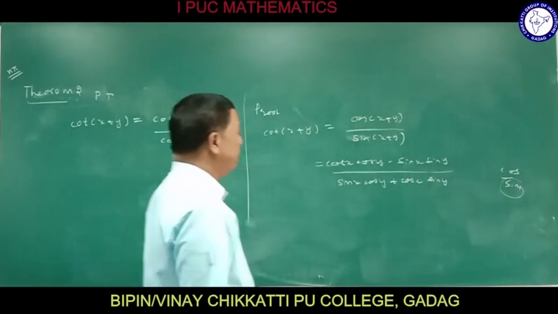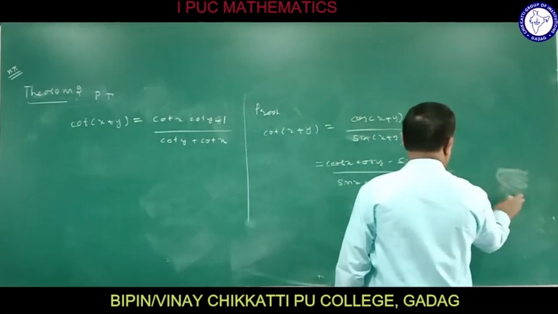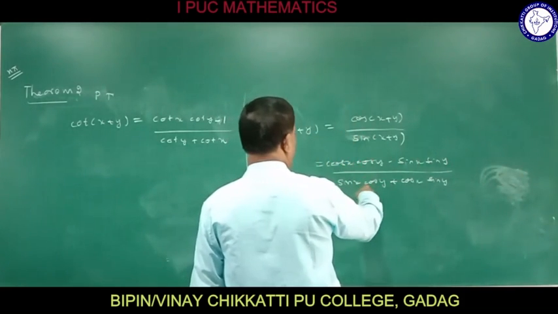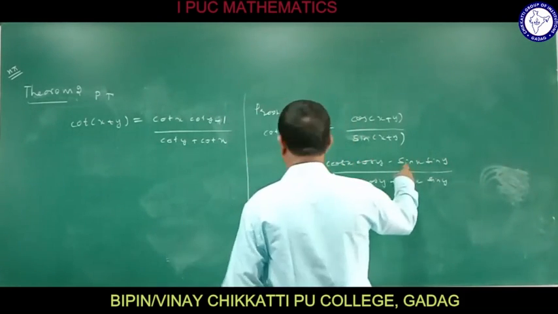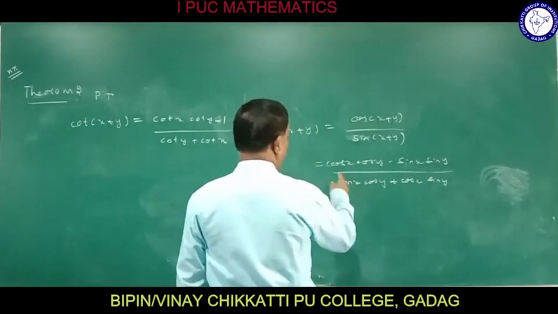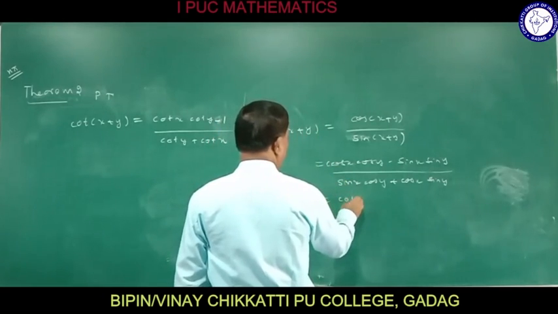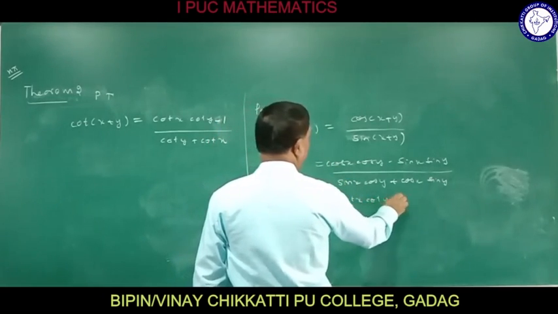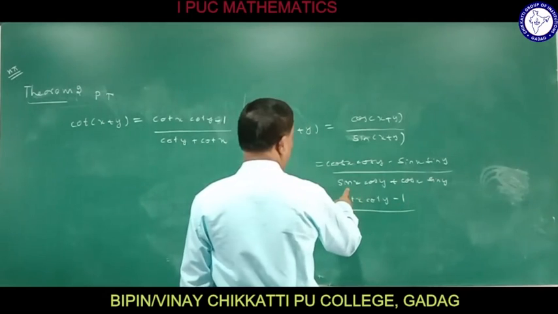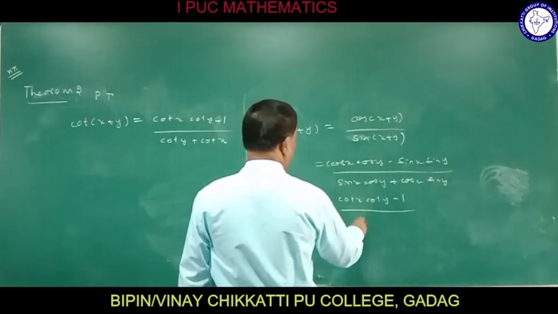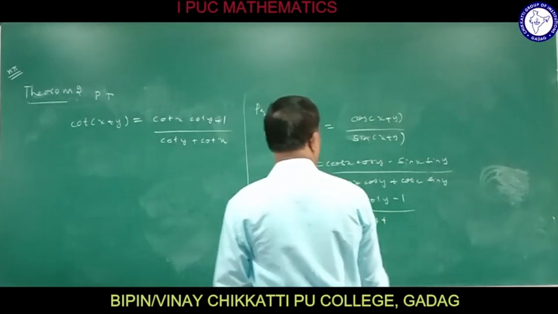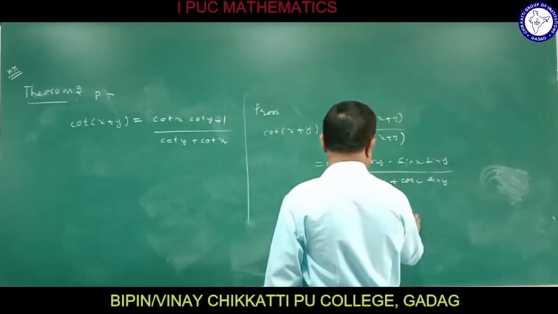So the result has minus 1. Then what is to be done? You have to divide the numerator and denominator by sin x sin y. You see this minus 1: dividing by sin x sin y, here you get cot x cot y minus 1. And in the denominator, when you divide by sin x sin y, sin x cancels, cos y by sin y gives cot y, and again when dividing by sin y, here it is nothing but cot x.